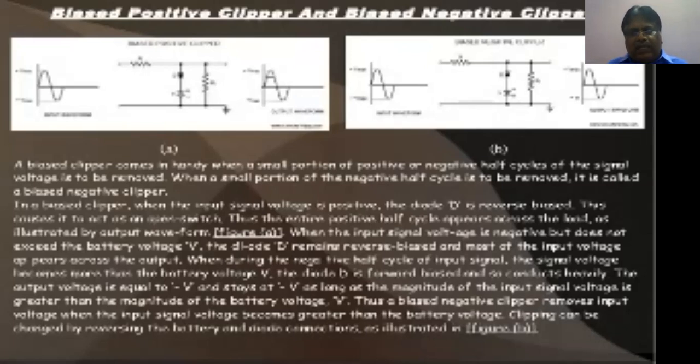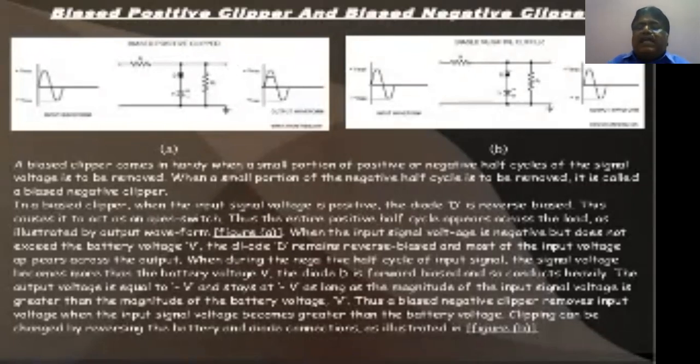When the input signal voltage is negative but does not exceed the battery voltage V, the diode remains reverse biased and most of the input voltage appears across the output. When during the negative half cycle the signal voltage becomes more than the battery voltage V, the diode is forward biased and conducts heavily. The output voltage is equal to minus V volts and stays at minus V volts as long as the magnitude of the input signal voltage is greater than the magnitude of the battery voltage V.